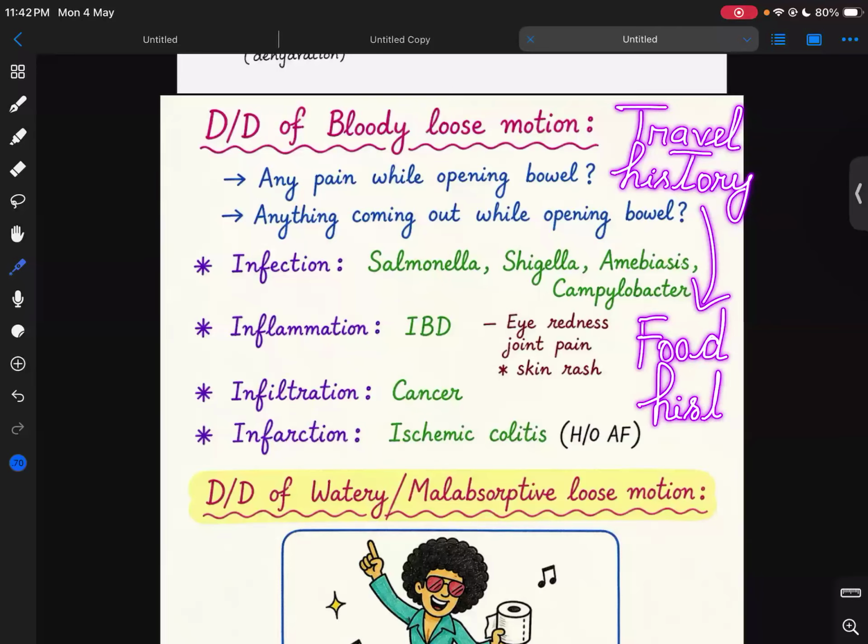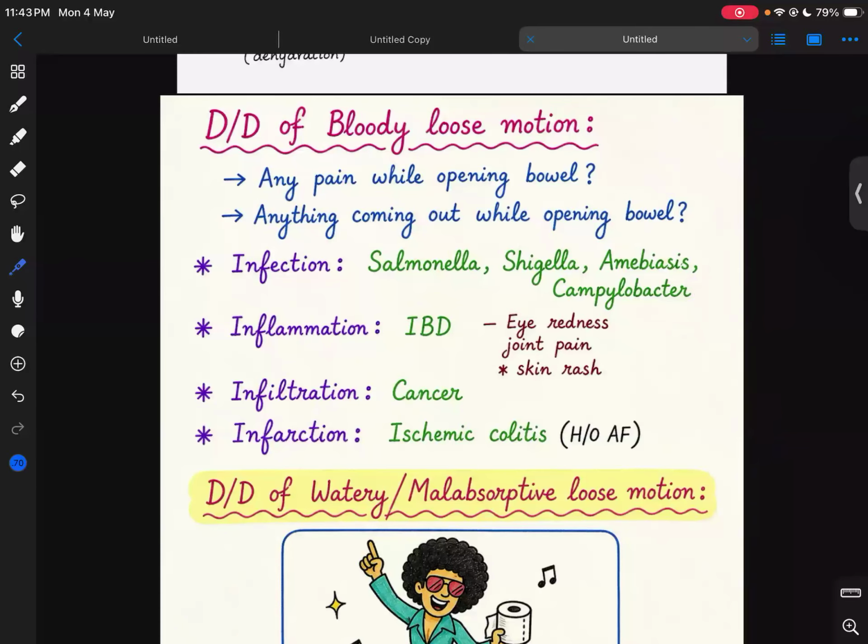I'm repeating, if the patient denies any travel history in the prompt of loose motion, ask about the food history. Did you take food from outside? So what are the differential diagnoses of bloody loose motion? They are infection, inflammation, infiltration, that is cancer, or infarction. Regarding infection, the bugs that can cause bloody diarrhea are Salmonella, Shigella, Amoebiasis, or Campylobacter. Patient will surely give you some travel history or taking food from outside.